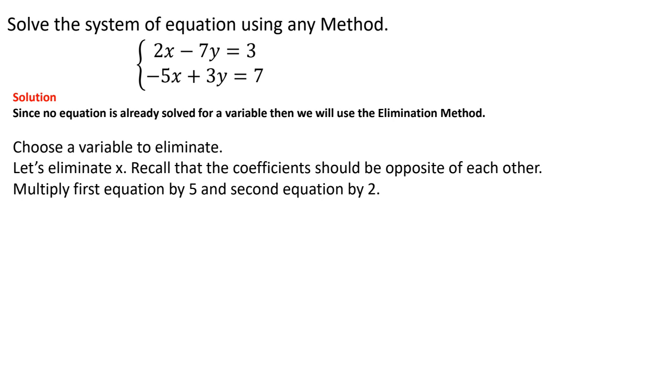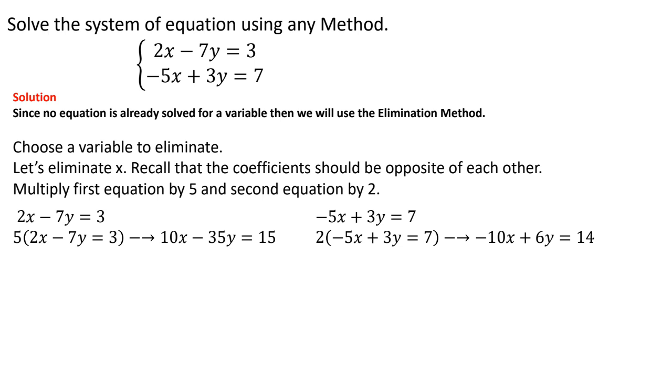All right, so we're going to multiply 5 to the first equation and 2 to the second equation, okay? So let's do this. On the first equation, I'm going to multiply it by 5. And when I do this, I get 10x minus 35y. All right, now I'm going to multiply 2 to the second equation. And when I do this, I get negative 10x plus 6y equals 14.